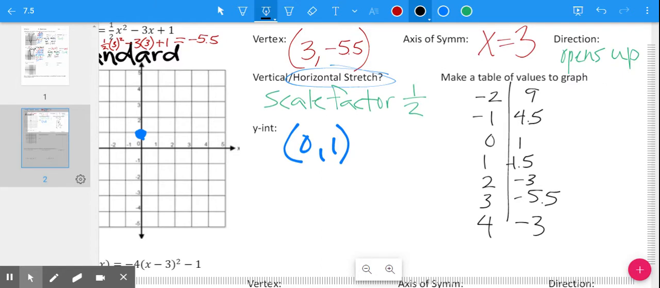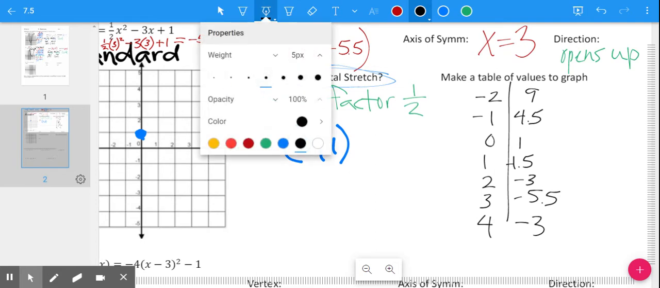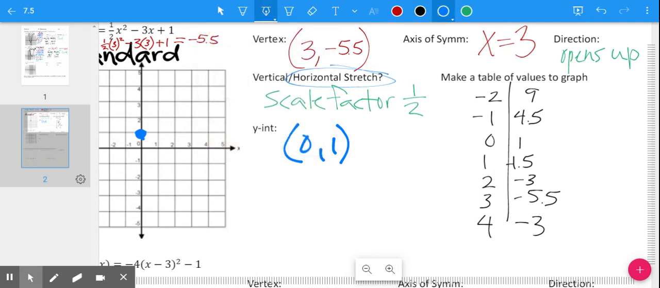So when you go to graph this, we can't do that -2, 9, so I'm going to skip it. -1, 4.5. I already have my y-intercept. 1, -1.5. 2 is -3. 3 is -5.5, so I'm just going to put it slightly below the graph. And 4 is -3. So now we can draw our parabola.